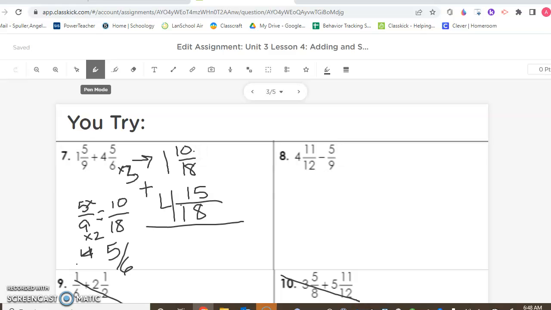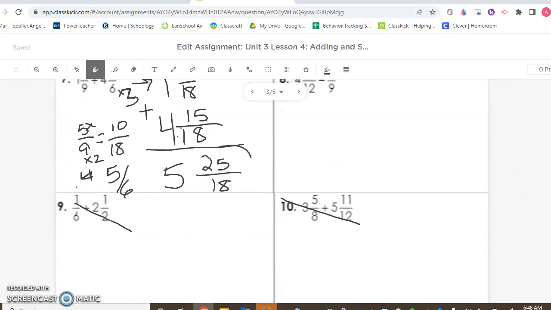What I'll do is I'll add the fractions together. 10 plus 15 is 25 over 18. 1 plus 4 is 5. Now, this is an improper fraction.